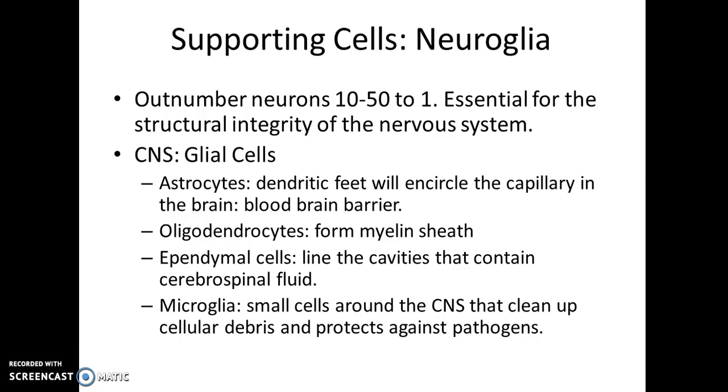And certain drugs have to be able to pass the blood-brain barrier in order to be effective in working with the brain. Oligodendrocytes in the central nervous system form the myelin sheath, not the Schwann cells. Ependymal cells line the cavities that contain cerebral spinal fluid. Those cavities are called ventricles. And microglial cells are small cells that clean up cellular debris and protect against pathogens. Basically, they are the phagocytes of the central nervous system.